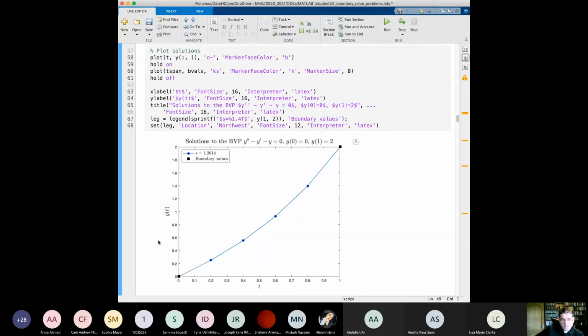Okay, so if I plot our solution and the boundary values, you can see we have our solution to our boundary value problem using the shooting method.